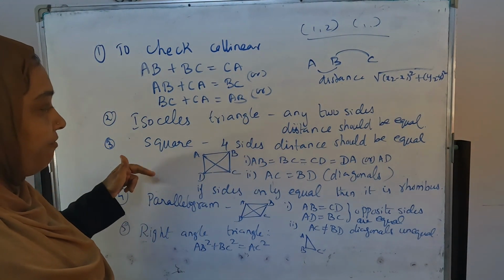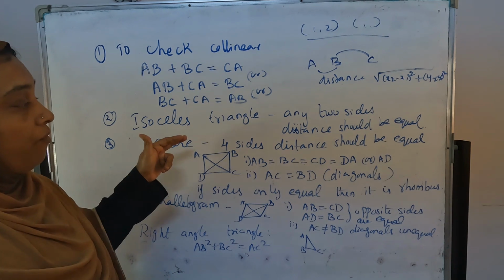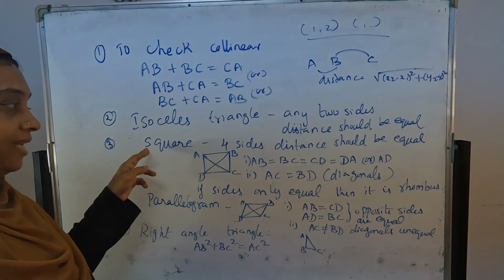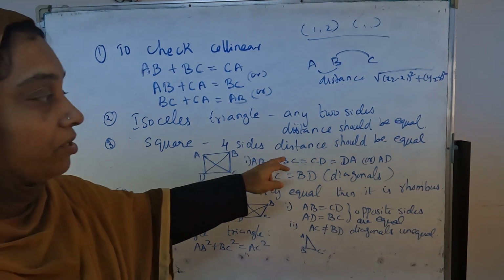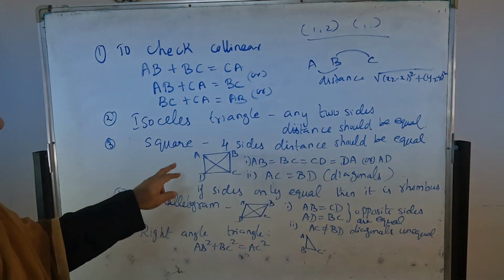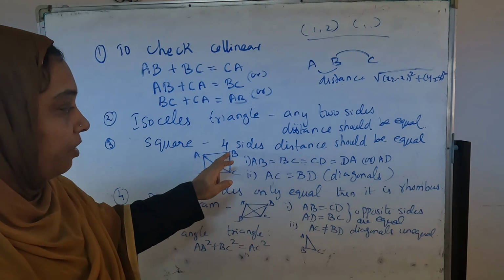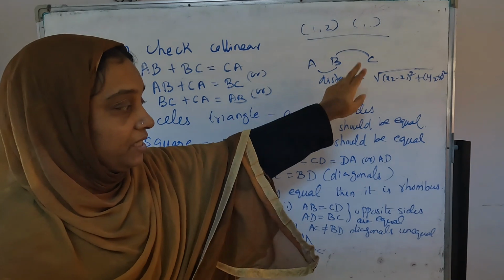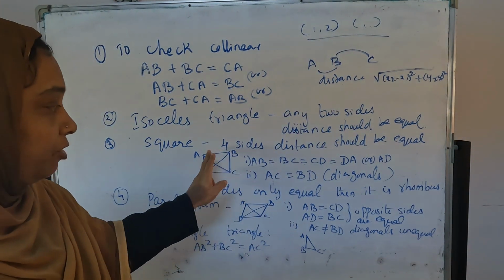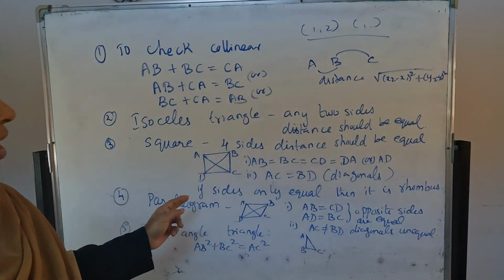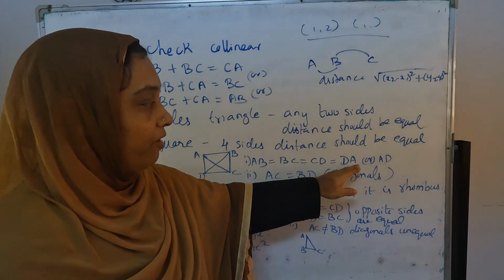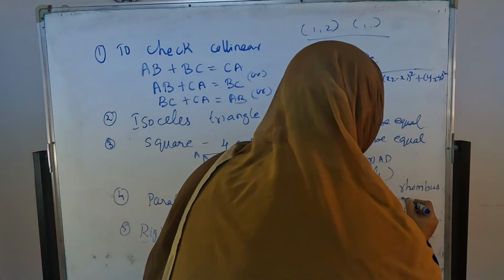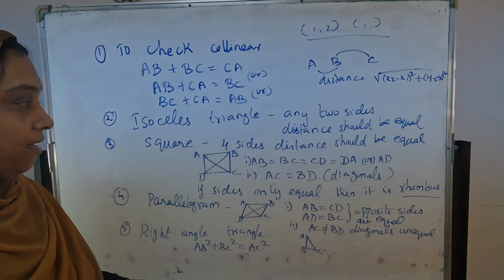Then coming to the square: all four sides should be equal. If they are asking you to check for a square, check whether all four side distances are equal or not. That means AB is equal to BC, CD and AD. Using the same distance formula, find the distance between these points, and check. If they are all equal, it will be a square, or the other one, what is it? Rhombus. It may be a square or a rhombus.